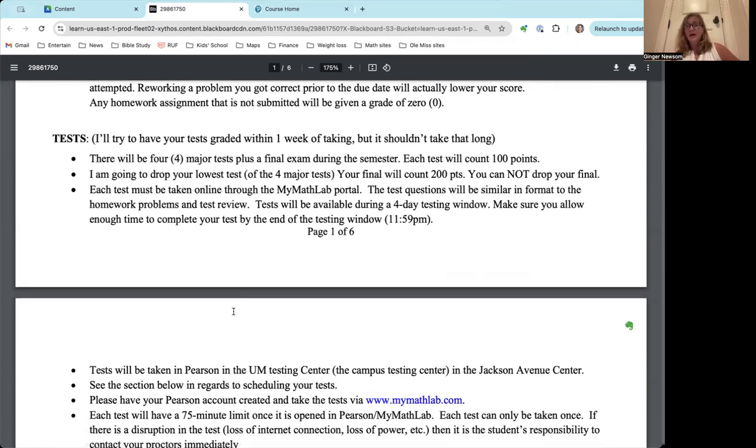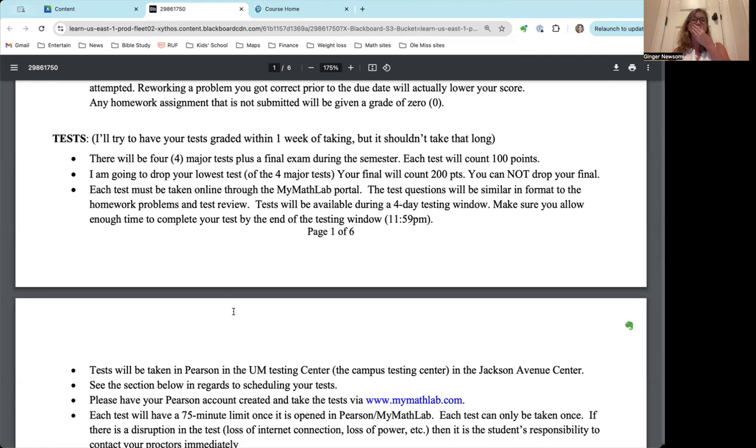Tests. We are going to have 4 major tests and a final exam. Of the 4 major tests, I'm going to drop your lowest test grade. If you have to miss a test for any reason, there are no makeups whatsoever. So if you miss it, even if it's for a really good reason, just know that that's going to be your drop grade. There's no test taken after. There's no makeups.